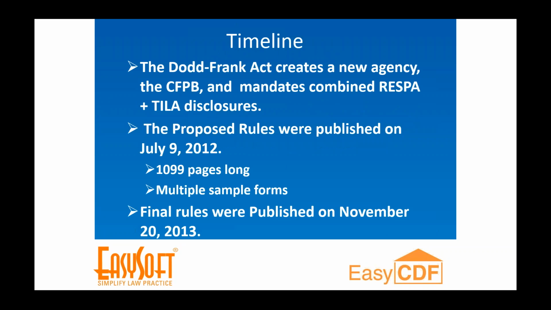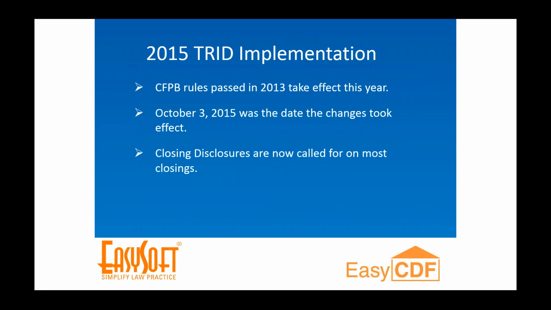The Dodd-Frank Act created a new agency called the CFPB and mandated the combination RESPA-TILA disclosures with proposed rules published originally back in 2012. These rules consisted of over 1,000 pages and several sample forms. At the start of October, these rules finally came into effect, and right now we're seeing the first closings with these new rules. The major changes from the CFPB have now hit, and we've been using the new closing procedures since October 3rd, with more and more people picking them up as time goes by.